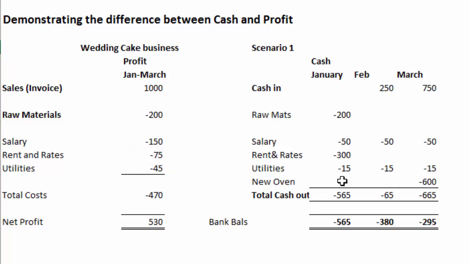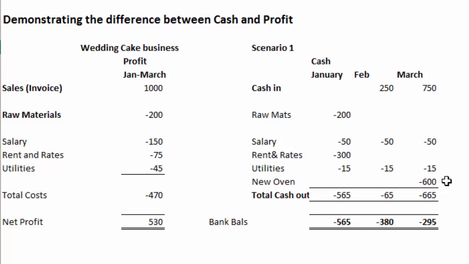But here's another difference. Her oven broke down, and in March she had to pay out £600 for a new oven. However, this type of expenditure, which we call capital expenditure, is not shown in our profit and loss, because we only match here in our profit and loss the costs associated with generating that particular £1,000 worth of sales. And we would say the costs of buying a new oven really should be spread over the time we think that oven can be used.